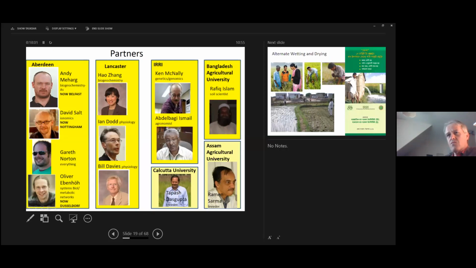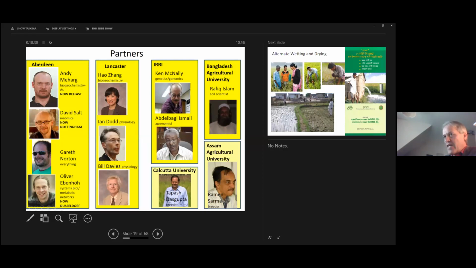So I was the leader, but we had several people in Aberdeen. Andy Mahag is now in Belfast, David Salt is now in Nottingham, and Oliver is now in Dusseldorf. So there's only Gareth and I left from the original starters of the project here. But we had a collaboration with Lancaster on physiology. Erie helped us substantially, especially with making the population, selecting the cultivars.